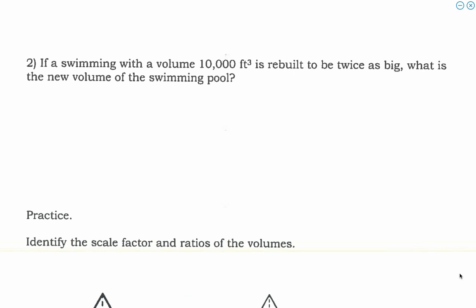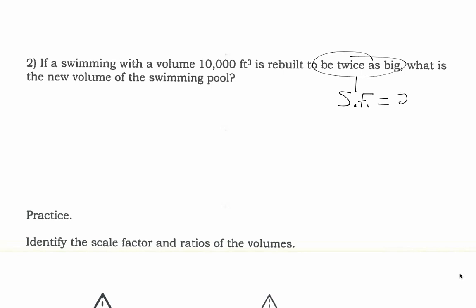So if a swimming pool with a volume of 10,000 cubic feet is rebuilt, and the person said, I want my pool to be twice as big, 2 times wider, 2 times longer, 2 times deeper. What is the new volume going to be? Is the volume going to double? Is the amount of water that we need going to be twice as big? So that's scale factor.